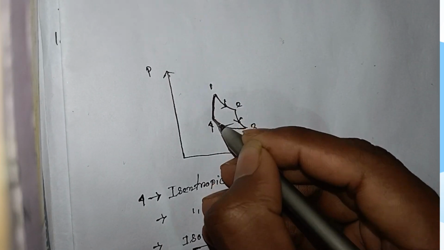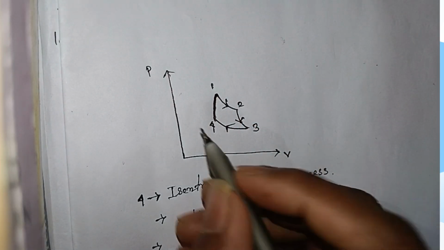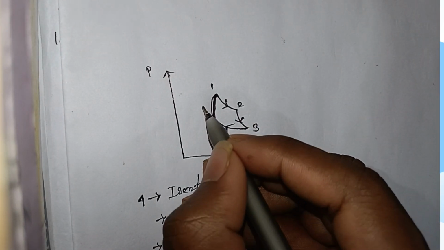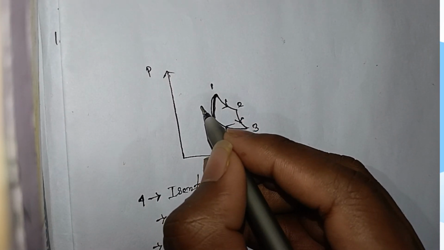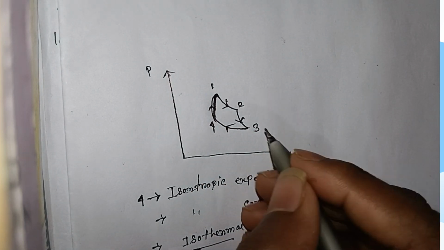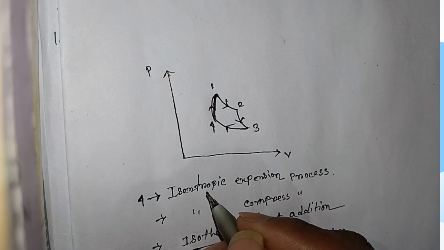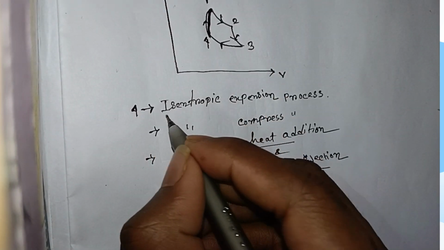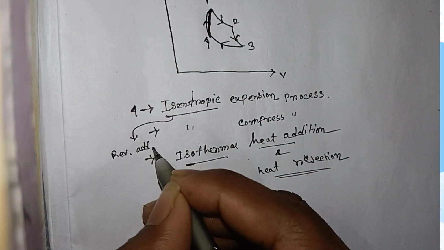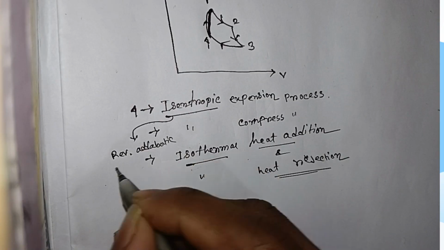ऐसे कार्व होगा. ओके, ये कार्व होगा ऐसे. 4 to 1 is the compression process. Isentropic compression. Isentropic means reversible adiabatic process.